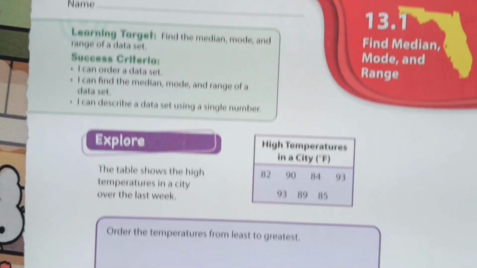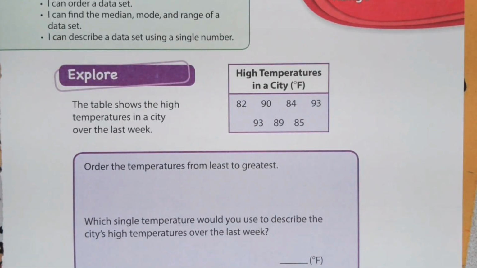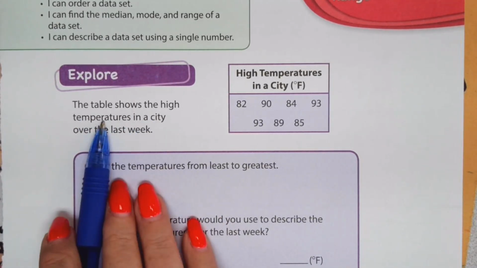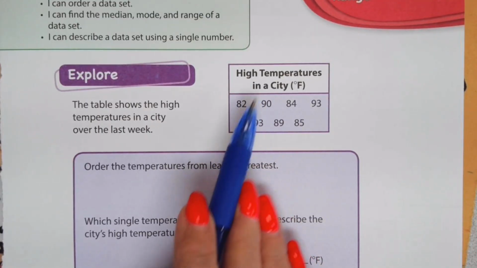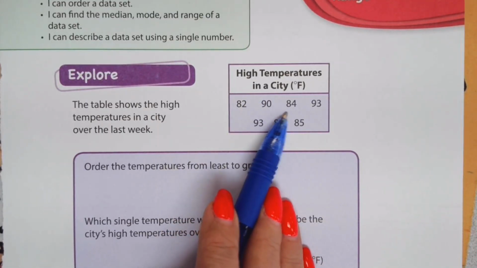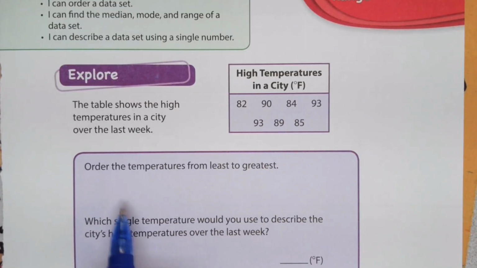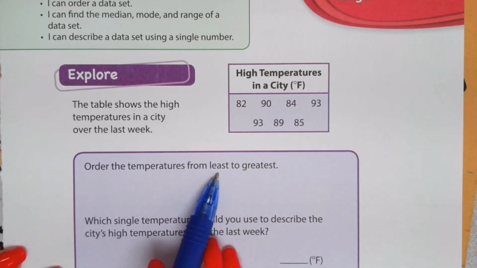Okay, so let's do this explore, guys. It says the table shows the high temperatures in a city over the last week. You have high temperatures in the city, right? 82, 90, 84, 93, and so on. Order the temperatures from least to greatest.